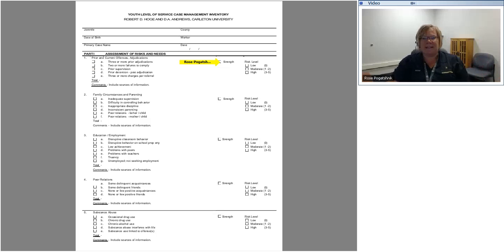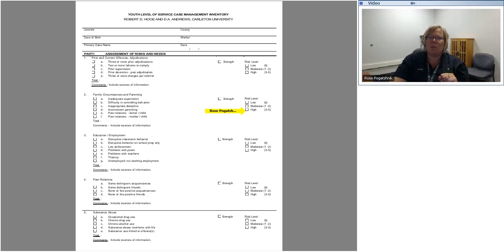So we assess it either low, moderate, or high based on how many boxes we've checked. All right, then we go into family circumstances and parenting. How many of these apply? Again, if none, then it's a strength, saying your family is awesome. Your family is doing their best to try to help you, and we're going to use that as a strength. Or based on how many, is it low, moderate, or high. Again, the computer system is automatically going to assess that for us. We used to have to do it by hand.